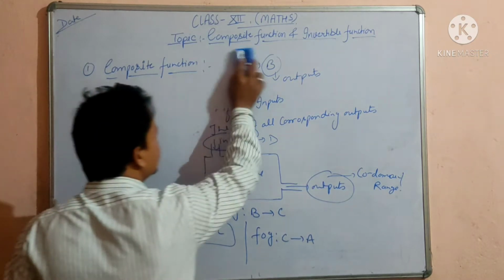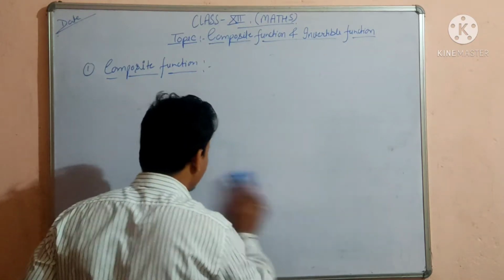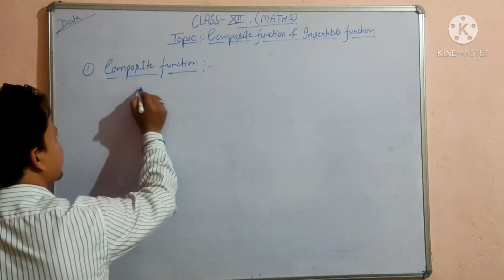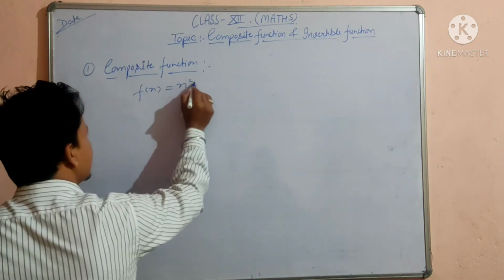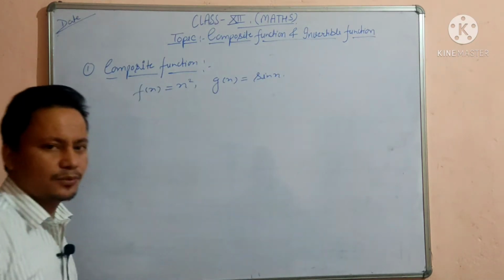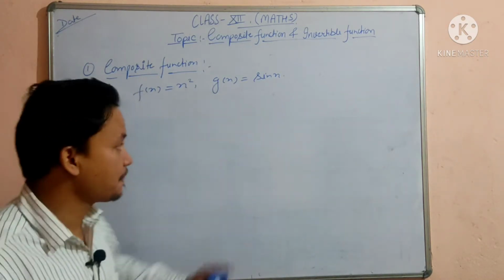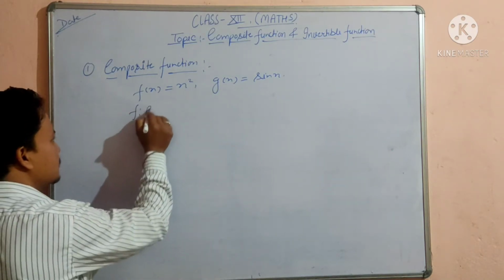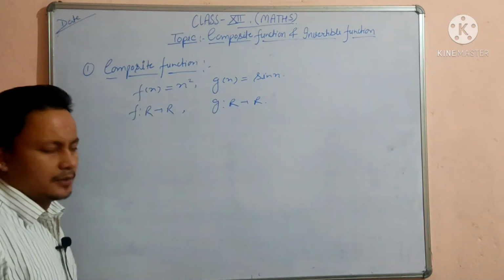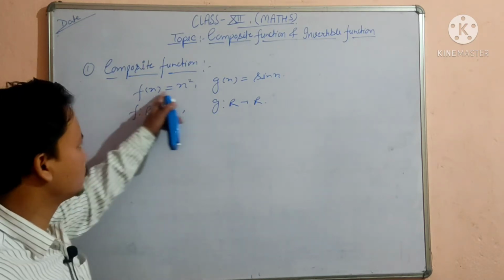To understand the composition of two functions, let us take some examples. Let us take a function f(x) which is x square, and another function g(x), which is sin x. For the time being, let us suppose both functions are defined from real numbers to real numbers. Now we are interested in finding the composite of both functions.